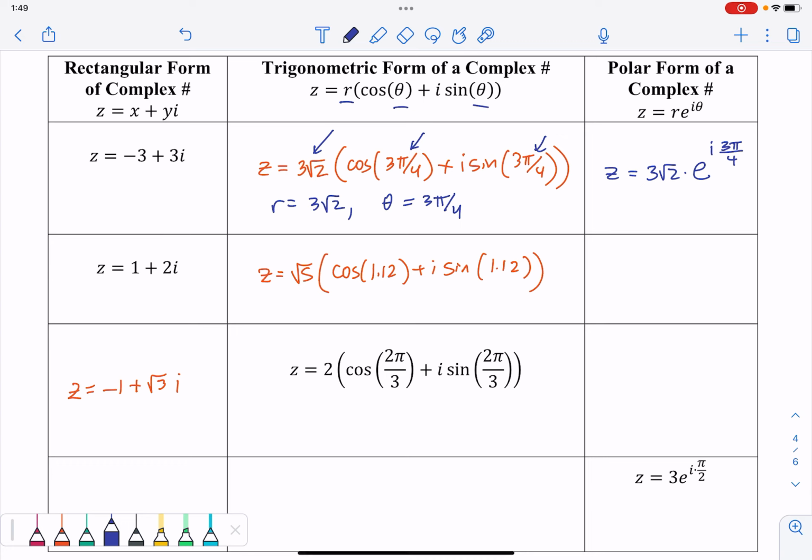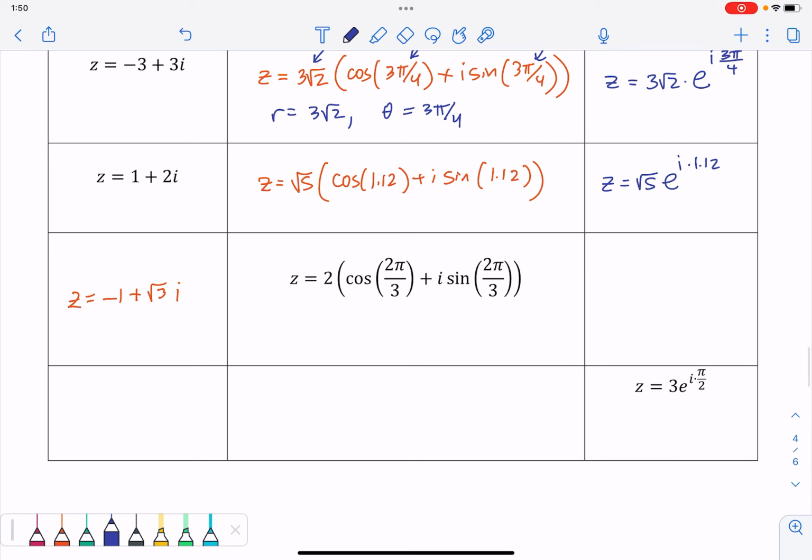All right, let's do it for the second one. So z equals r, which is just root 5, e to the i, and this angle was one that we had to approximate, 1.12 radians. And we do need to be in radians here, so just make sure that that's the case. Okay, so from here, r is 2, theta is 2 pi over 3. So z is 2 times e to the i, 2 pi over 3.